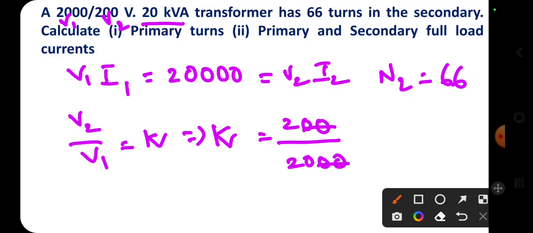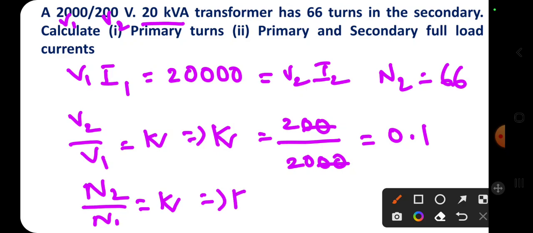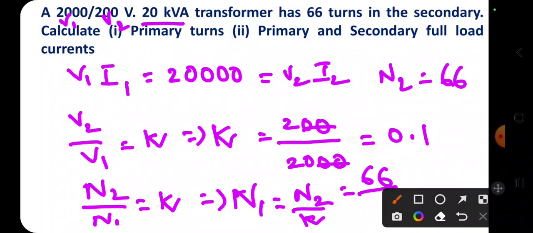Then what is this value? 2 by 20, 0.1. Then what is N1? You know that N2 by N1 is equal to K. Then N1 is equal to N2 by K, where N2 is 66 and K value is 0.1. Then what is N1? 66 by 0.1, which gives 660 turns.